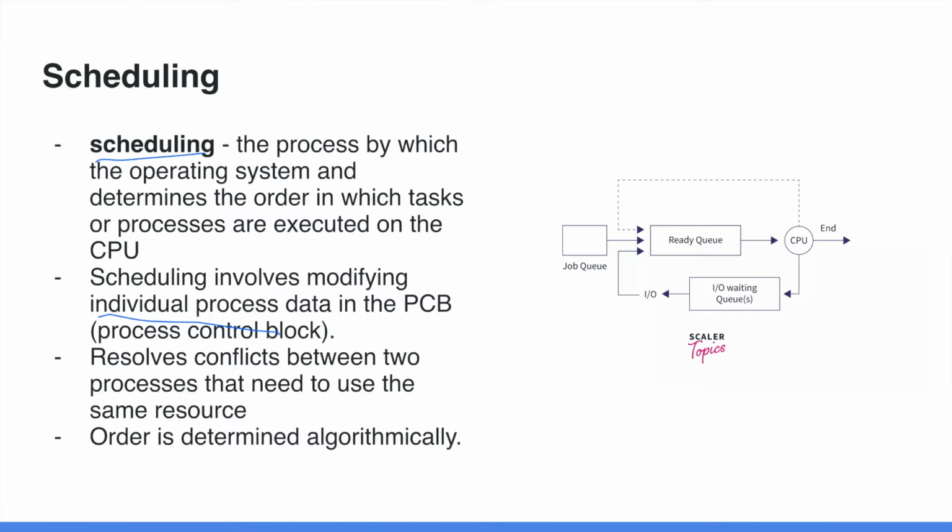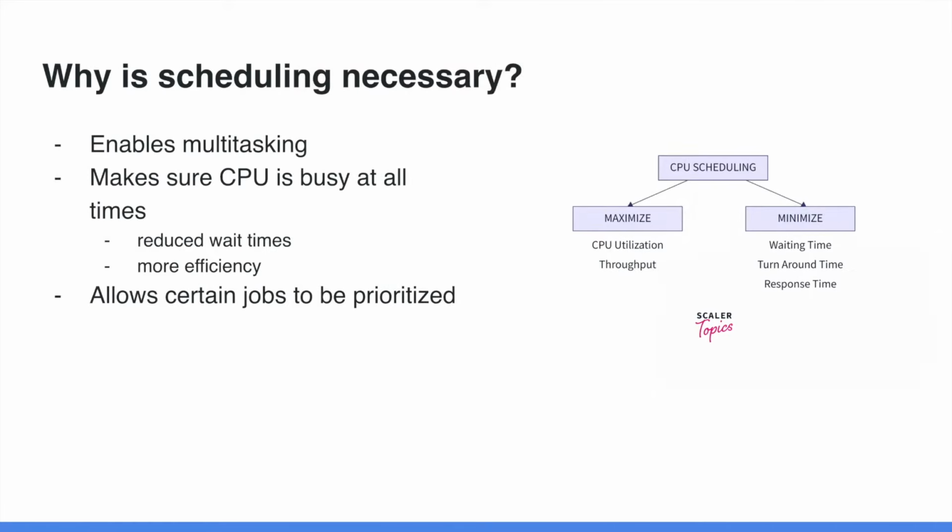And scheduling also involves resolving conflicts between two processes that need to use the same resource. So maybe two processes need to access the hard drive and make some changes to the data. The scheduling can make sure that their actions don't conflict with each other. Now, generally, the order in which processes are scheduled to run is determined algorithmically, and there are 4 different algorithms that you need to know.